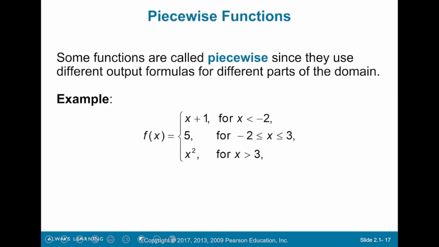Okay, moving on to piecewise functions. Functions are called piecewise when we're using different output formulas for different parts of our input domain. Essentially when I see this, I think, okay, for all x values where x is less than -2, I'm going to evaluate it using this function. For any x values between -2 and 3, I'll evaluate it using this function. And for any x values greater than 3, I'll evaluate it using x squared. So that's how we think about piecewise functions. Now let's see some examples working with them.